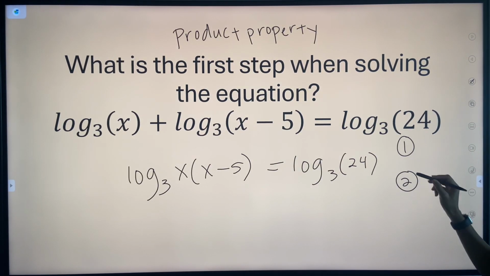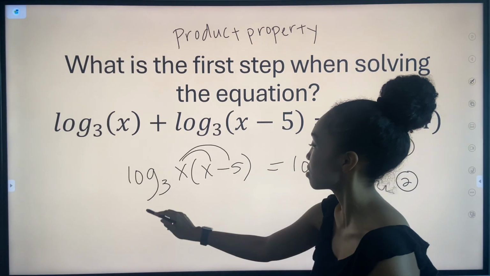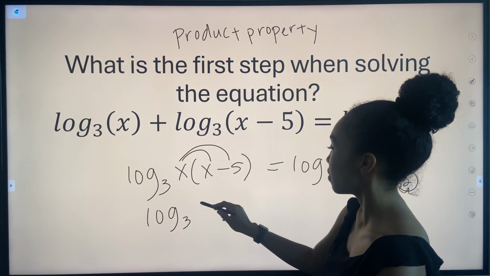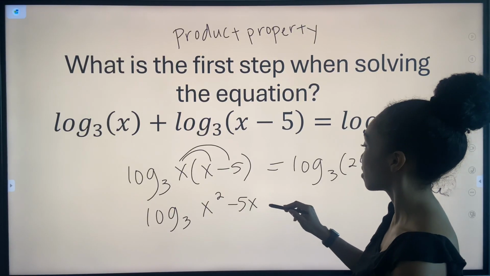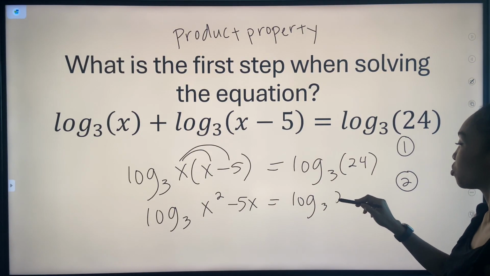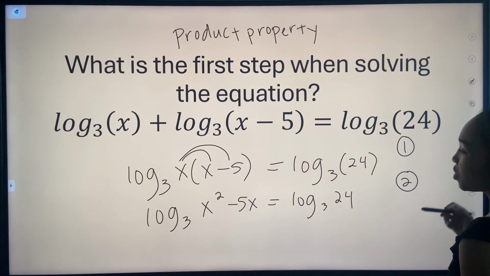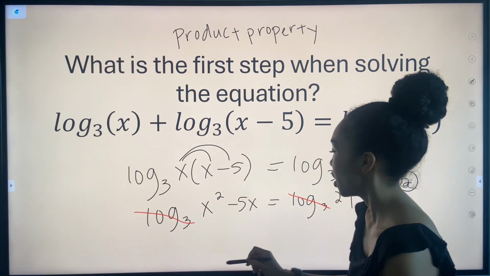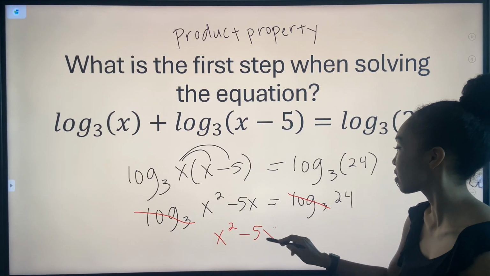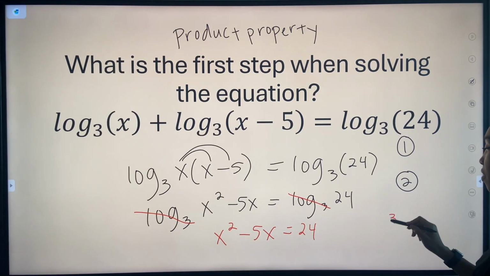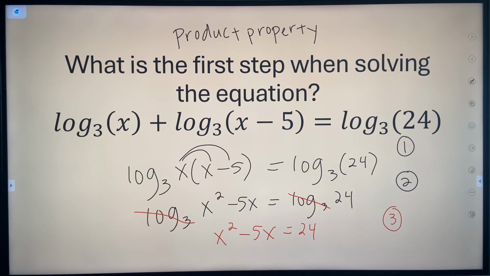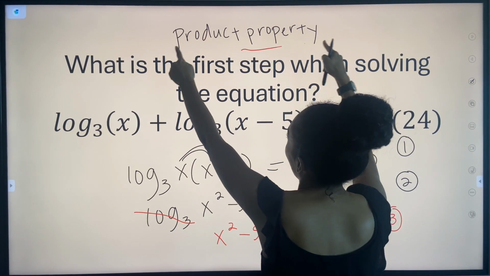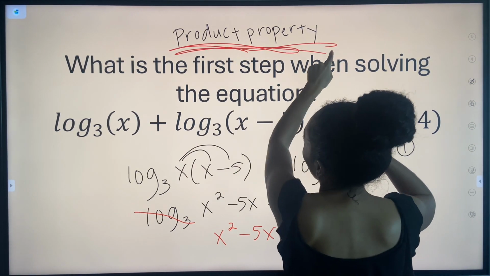The second thing you would do is I would multiply this in. So this is log base 3 of x squared minus 5x equals log base 3 of 24. And then you can do the one-to-one property. Those match, so you can cancel them out. And you're just left with x squared minus 5x equals 24. And then from there, you would just solve it. It's a quadratic equation. But they just wanted the first step. So the first step is to combine them using the property of logs, the product property.